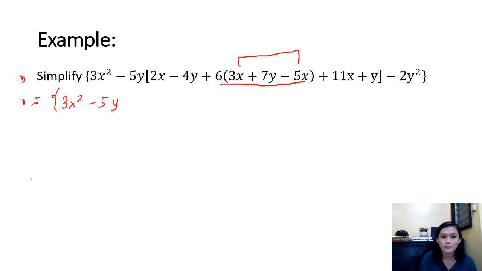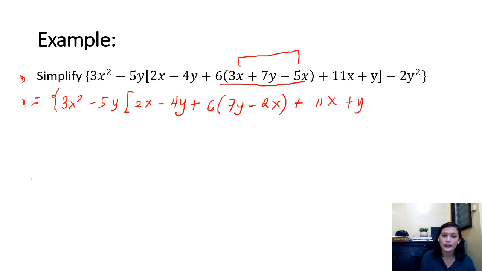We can subtract 3x and then negative 5x, right? So we will do subtraction. So we will have negative 5y and then parenthesis 2x minus 4y, then plus 6 times the quantity of 3x plus 7y minus 5x. So you could do 3x minus 5x, so you will have negative 2x. I will just write 7y first minus 2x, right? Plus the quantity plus 11x plus y, then the quantity minus 2y squared, and quantity.